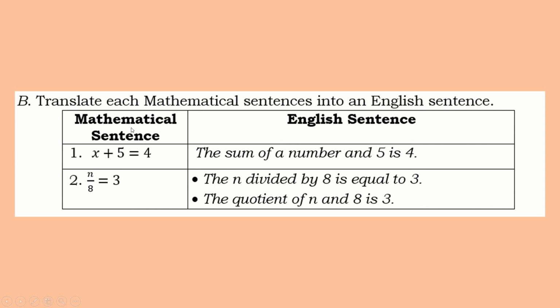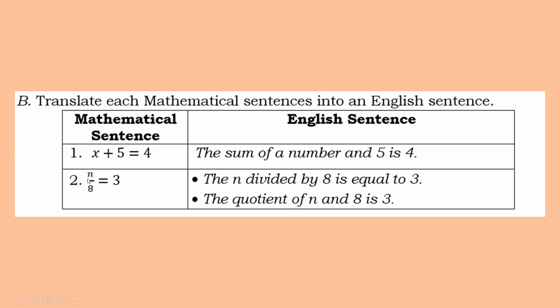Another one. So we have here a mathematical sentence. Let's translate it into an English sentence. So we have here x plus 5 is equal to 4. We can translate it as the sum of a number and 5 is 4, or the sum of a number and 5 is equal to 4. It depends how you translate it in an English sentence as long as it is understandable.